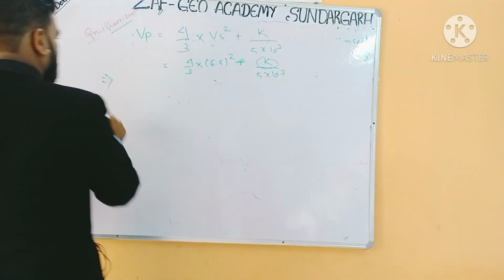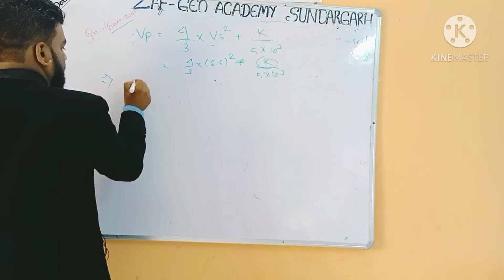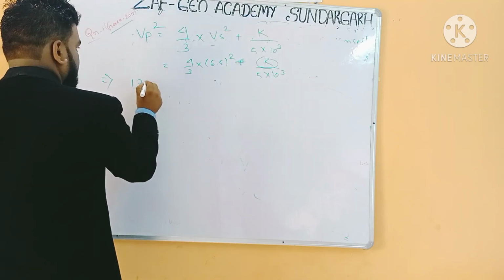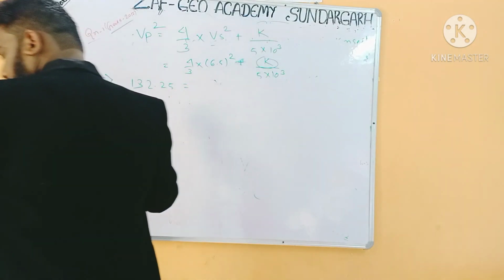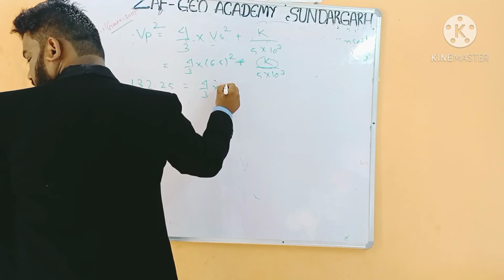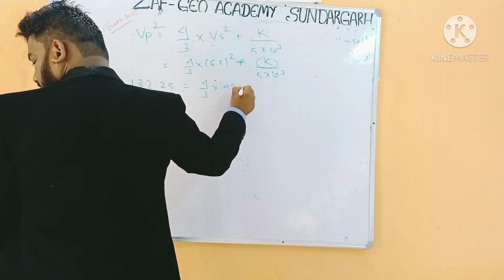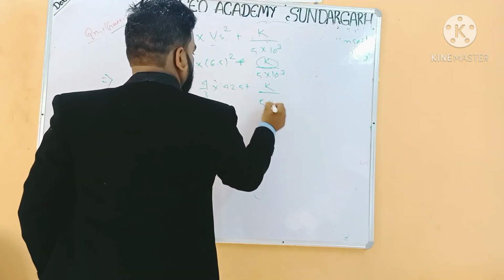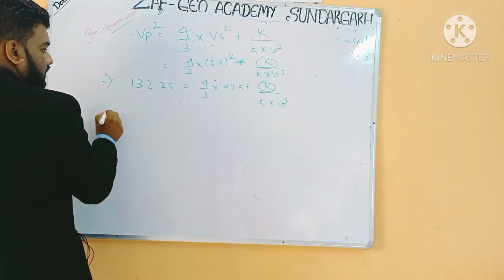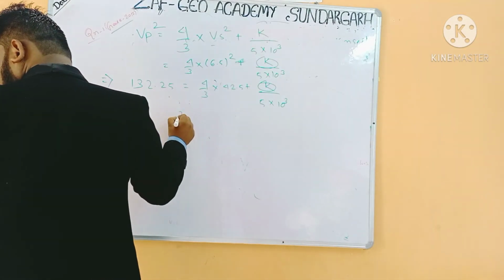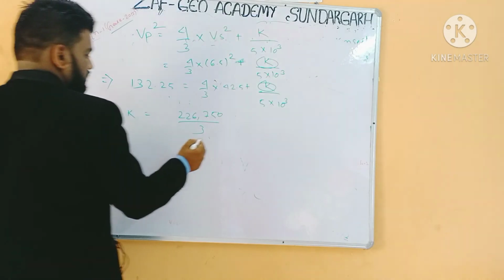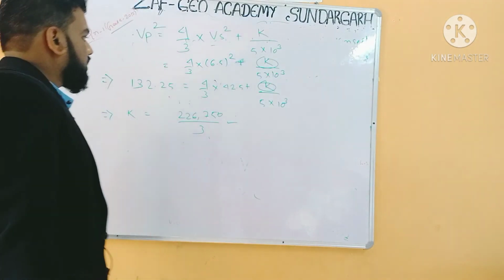This will be equal to velocity of P square. 132.25 is equal to 4 by 3 into 42.5 plus K, divided by 5 into 10 to the power 3. Now you can easily solve for K. So our final answer will be K equal to 226,750 divided by 3. By solving this, the value of K will be found.